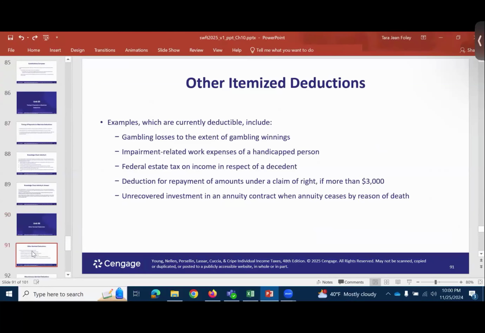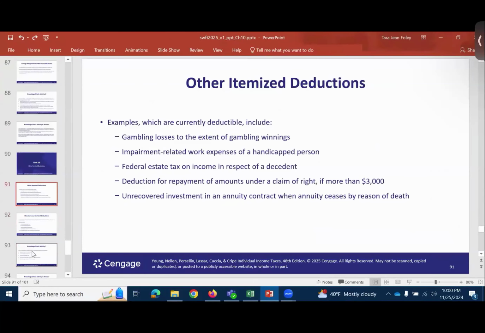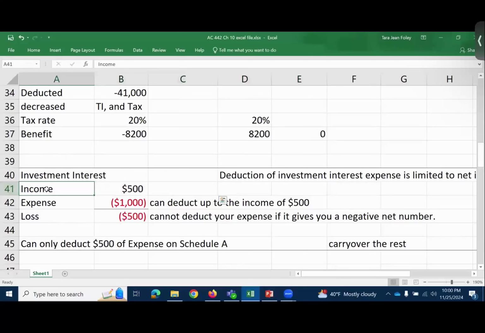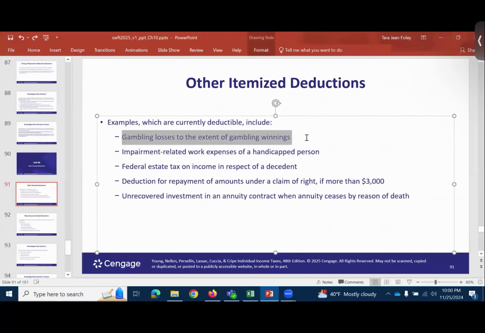Other itemized deductions. These are no longer deductible. Gambling, well, if you have gambling losses, the same as like investment interest, it's limited to your income. Same thing with gambling losses. If your losses are greater than your income, you can only do that amount. Let's say your gambling income was 500, your gambling losses were 1,000. You can only deduct 500 losses against your income, because you can't have a loss. You can have only zero, or you can either have zero or winnings.